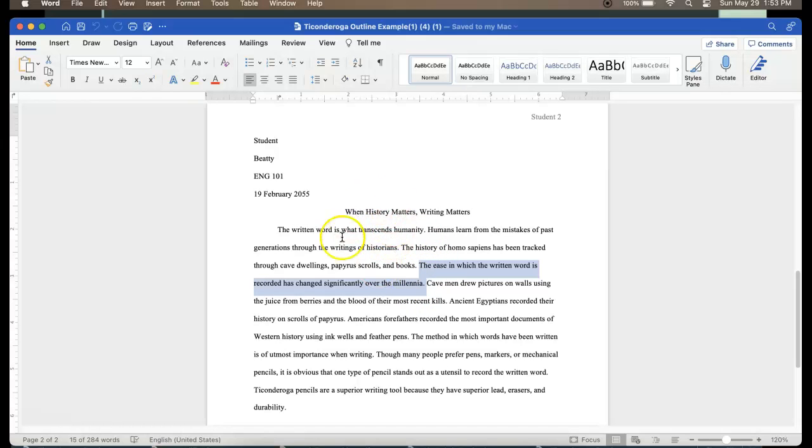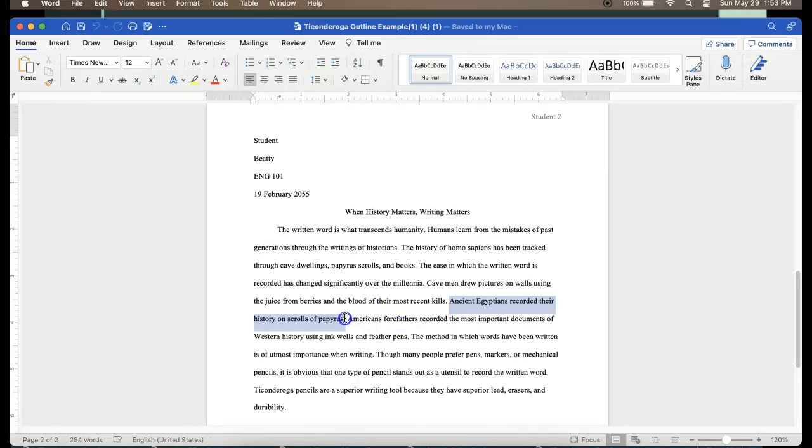So this is where I really start to narrow my scope down. Up here, it's just about writing in general in history. And then in this sentence, we talk about the ease in which the written word is recorded. So the ways that we write books or the ways that we write words starts to change. And this is where I get specific. So after that sentence, then I have cavemen drew pictures on walls using juice from berries. So cavemen wrote things by using juice from berries.